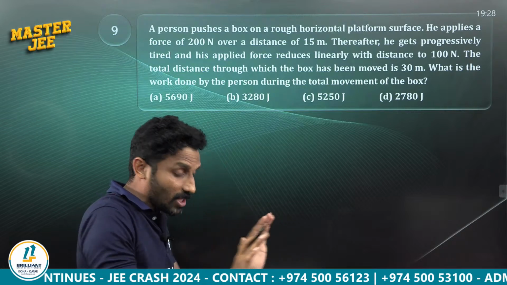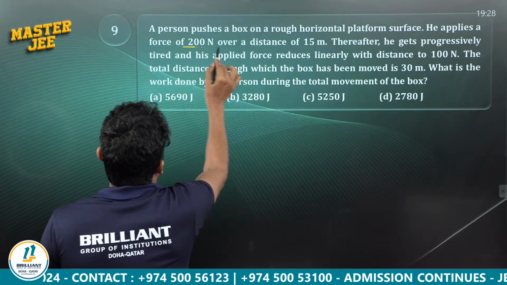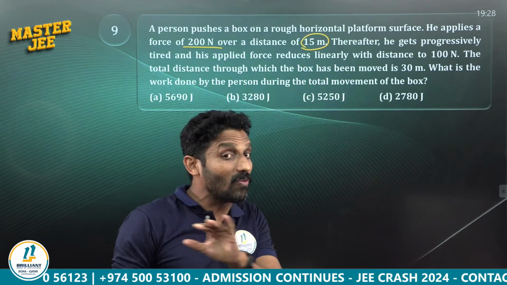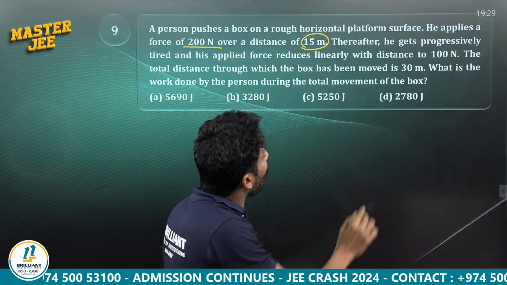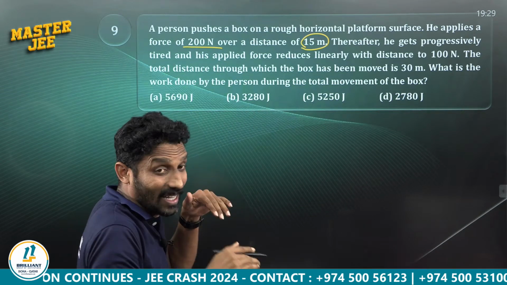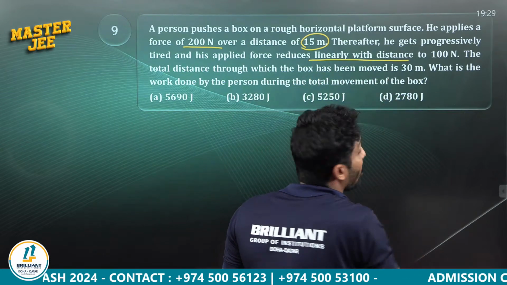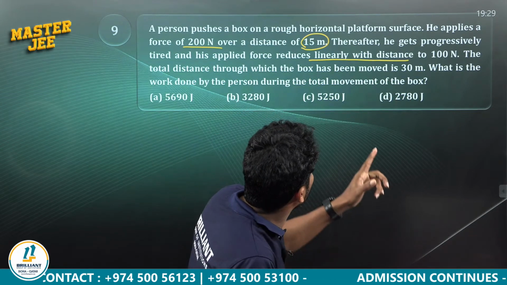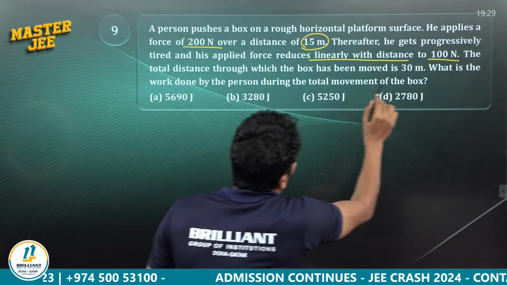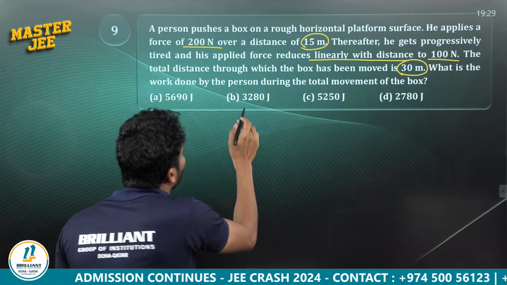A person pushes a box on a rough horizontal surface. He applies a force of 200 Newton over a distance of 15 meter. Thereafter he gets progressively tired and his applied force reduces linearly with the distance to 100 Newton. The total distance traveled is 30 meter. What is the work done by the person?